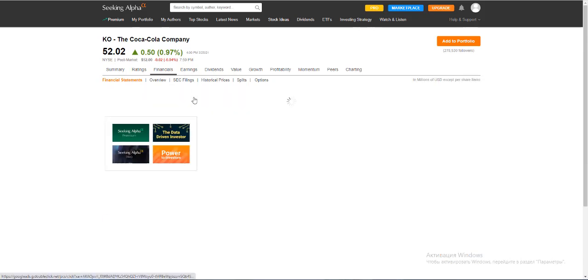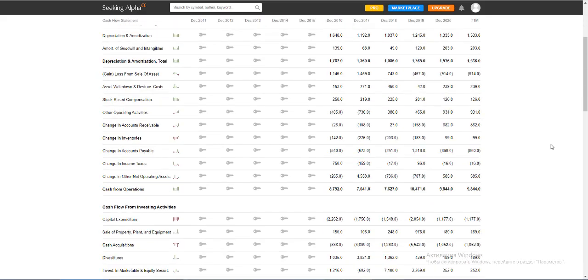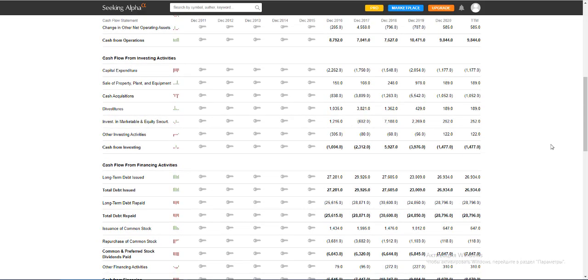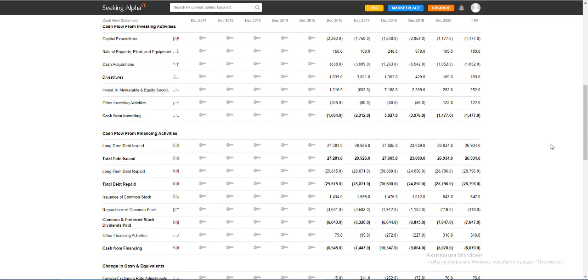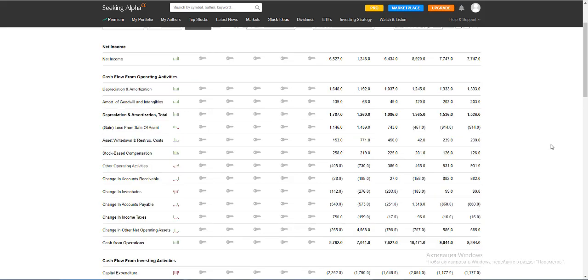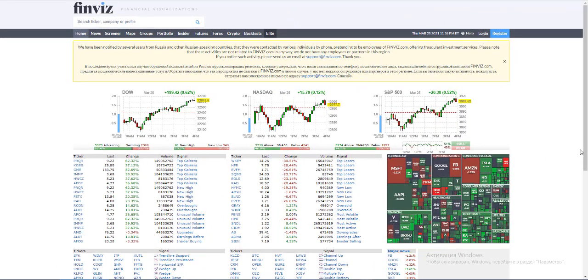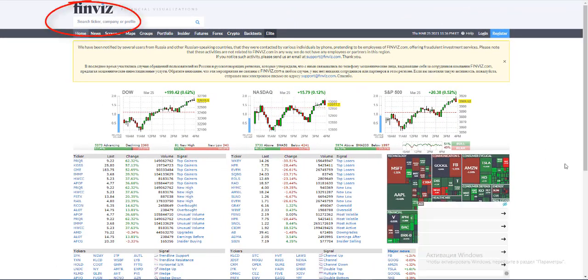And cash flow statement. Okay, let's look at cash flow: net income, cash flow from operating activities, investing activities, financing activities, and so on. So Seeking Alpha is actually quite good to check financials. I recommend this resource. The next resource is finviz.com.